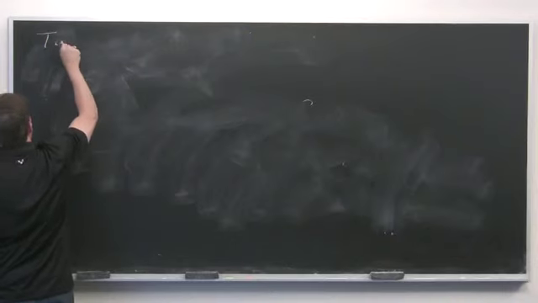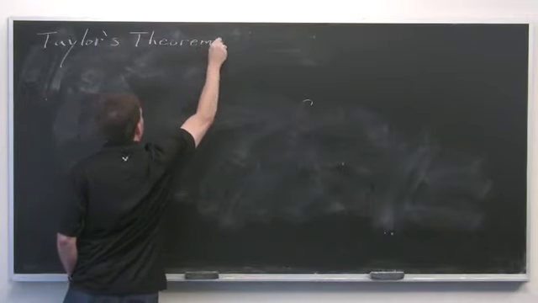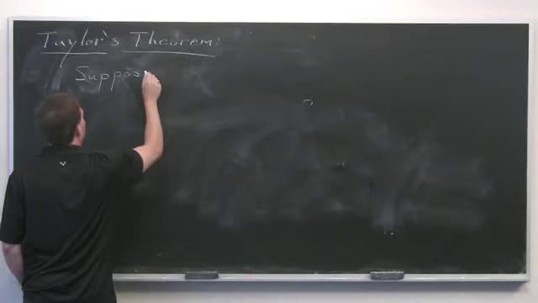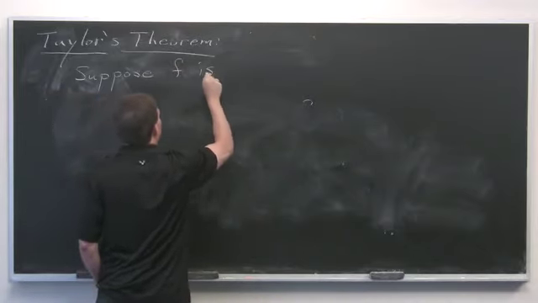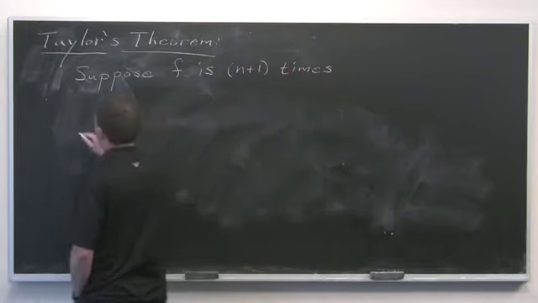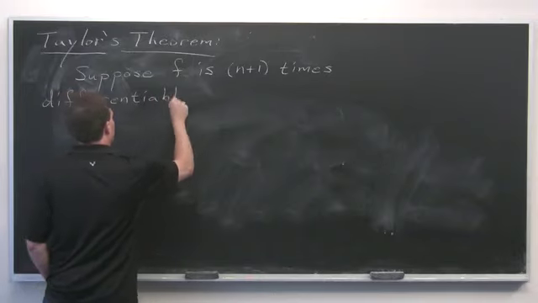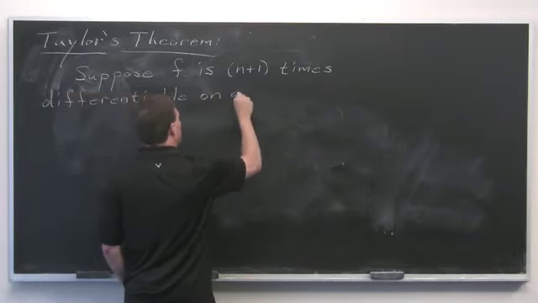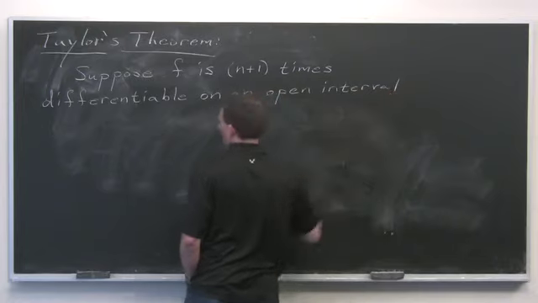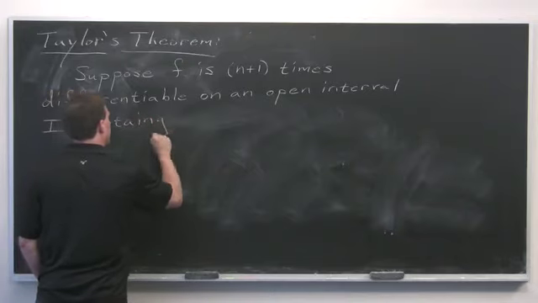So this is Taylor's theorem. Suppose f is n plus 1 times differentiable on an open interval I, containing the point A where we want the approximation to be good, containing A.